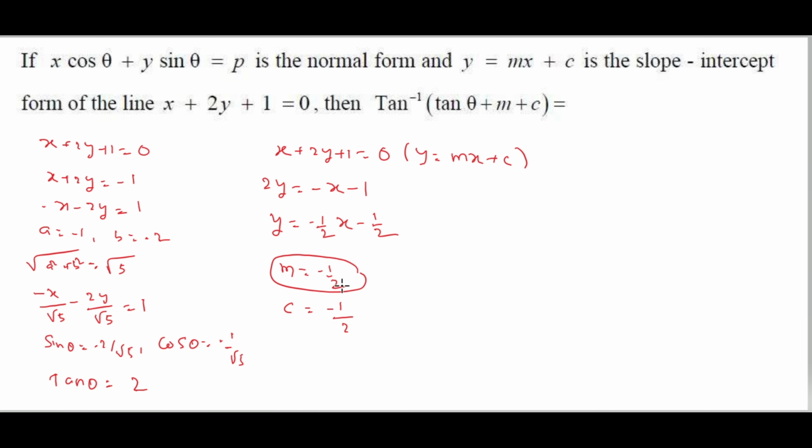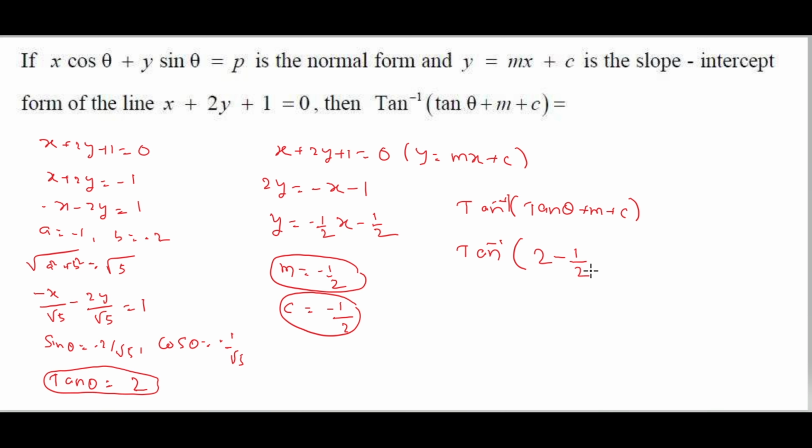Substituting these values m, c and tan theta in tan inverse of tan theta plus m plus c, that is equal to tan inverse of tan theta 2 minus m, that is minus 1 by 2, c minus 1 by 2, that is equal to tan inverse of 2 minus 1 by 2 minus 1 by 2, that is 2 minus 1, that is equal to tan inverse of 1. Therefore tan inverse of 1 value is 5 by 4. That is the answer.